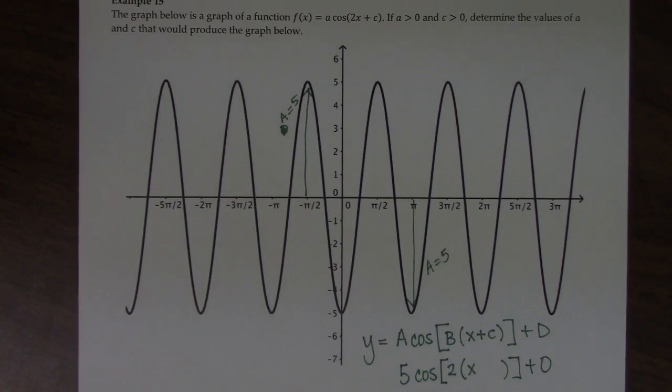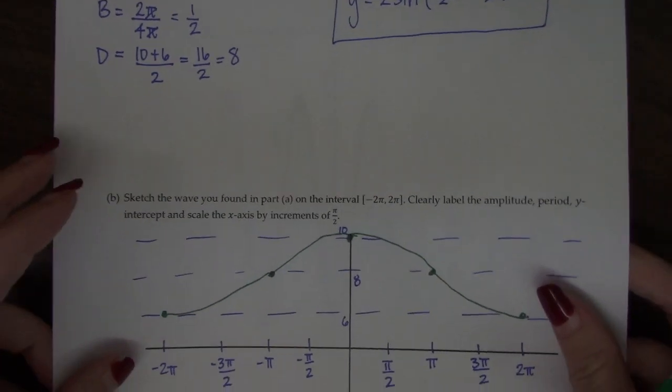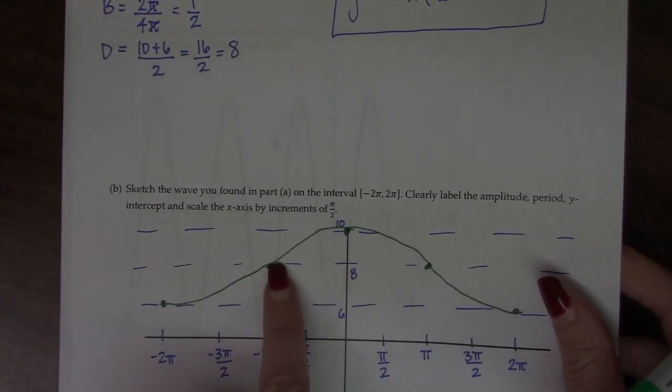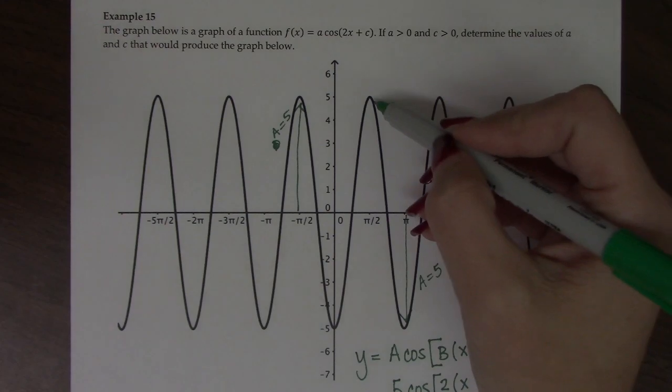Now C's the tricky part visually. So this is where you have to keep in mind whether you're using a cosine or a sine wave. So in the previous problem, we had a sine wave, and we said sine waves start at their midpoint, and so we shifted the midpoint left. Cosine waves start at their maximum, so they start at the top.